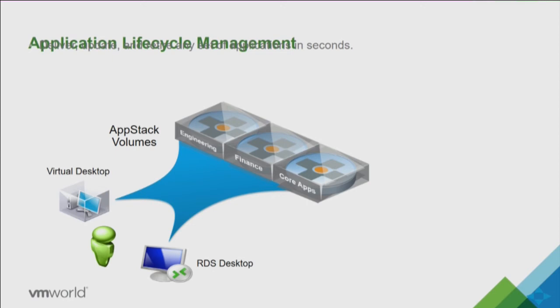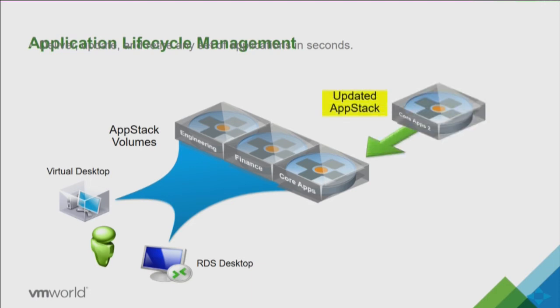That particular system might connect to multiple app stack disks to get different kinds of applications. But let's say you need to update or patch one of those. So you go back to the provisioning process, go back to the app stack, you update that app stack, and then you can replace that original app stack with your new app stack. You can even specify whether that should happen immediately or the next time the user logs on.